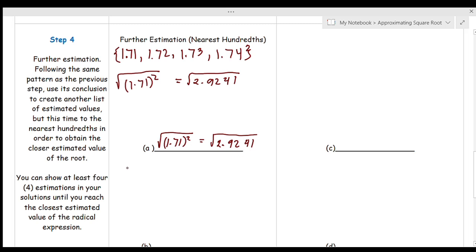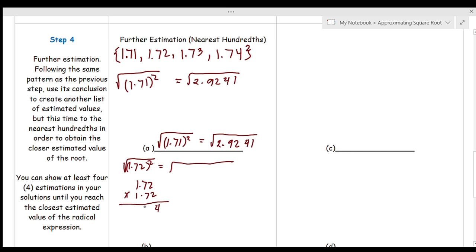So we have 1.72. We put it inside the radical, and then we square it. The result of that will be 1.72 times 1.72. You can use a calculator.